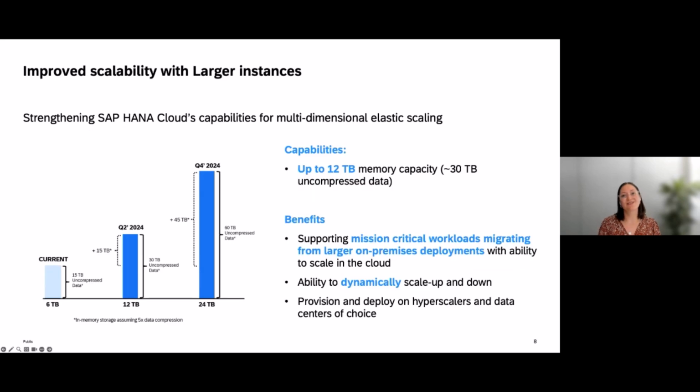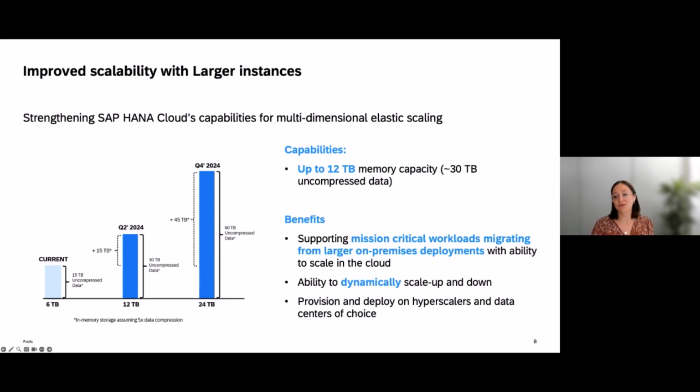So moving on to definitely one of my highlights of this release, we're improving the scalability of SAP HANA Cloud. So with the Q2 2024 release, we're adding the capability to scale up to 12 terabytes. So you can have instances that are bigger, that are 12 terabytes big. And looking a bit into the future, we will even increase the size up to 24 terabytes, but only in Q4 this year. So what is this giving to you?